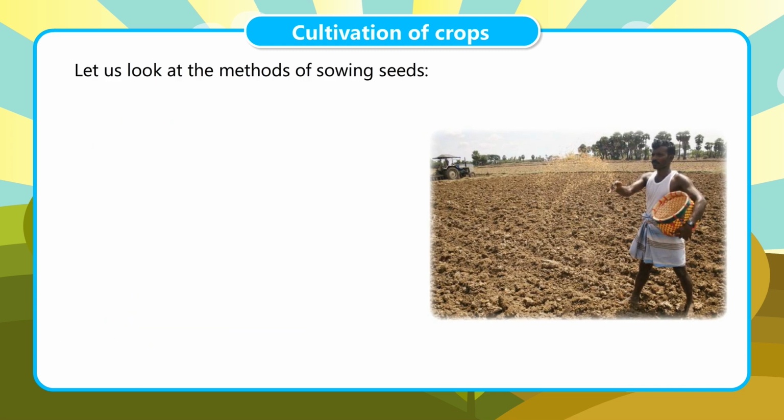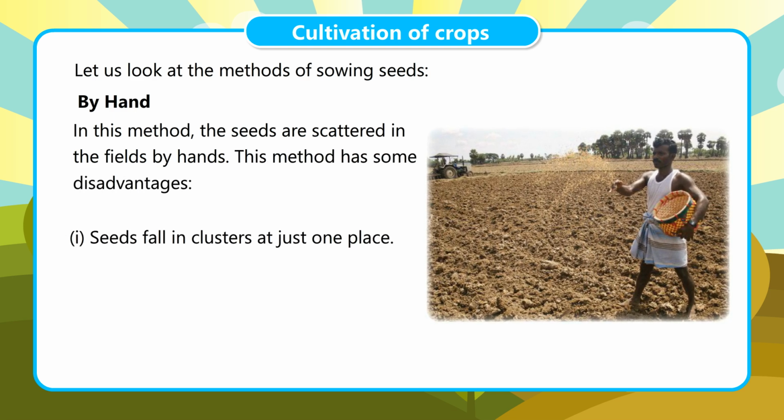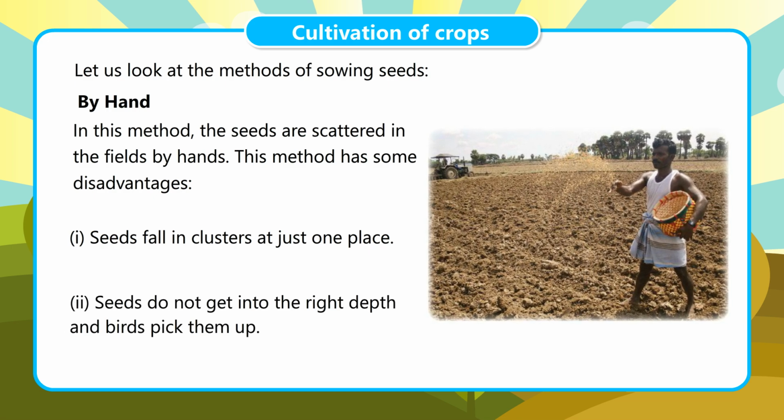Let us look at the methods of sowing seeds. By hand. In this method, the seeds are scattered in the fields by hand. This method has some disadvantages. Seeds fall in clusters at just one place. Seeds do not get into the right depth and birds pick them up.